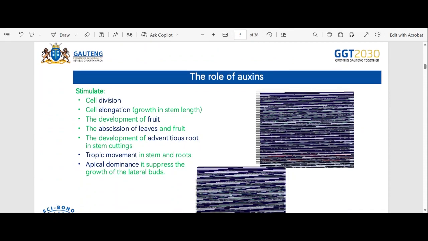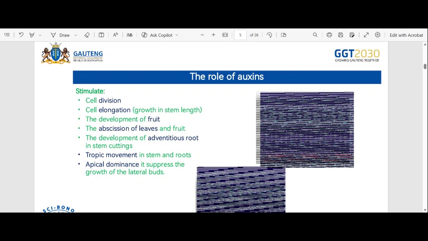Okay, let's look at auxins. So auxins, they stimulate cell division. Which cell division? Mitosis, right? So they stimulate mitosis. Remember, what's the function of mitosis? The function of mitosis is to stimulate growth.